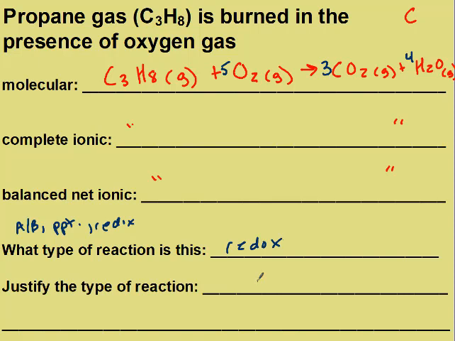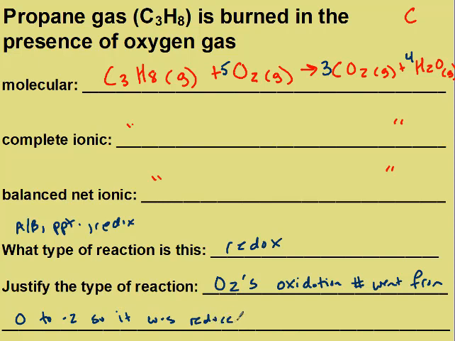But remember, for your justification, we need to say what was oxidized and what was reduced. So for sure, oxygen was changed. It went from a 0. So oxygen's oxidation number went from 0 to, whenever it's in a compound that's not peroxide, it's going to be a -2. So it was reduced.